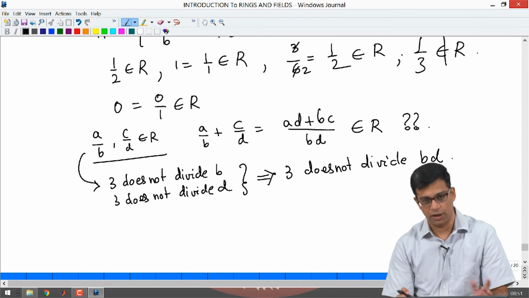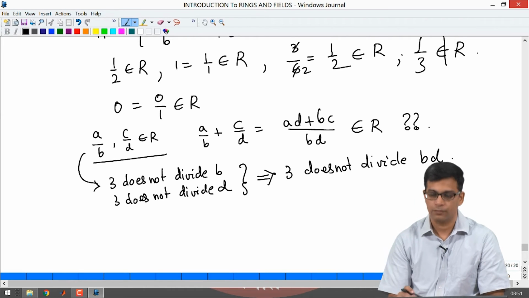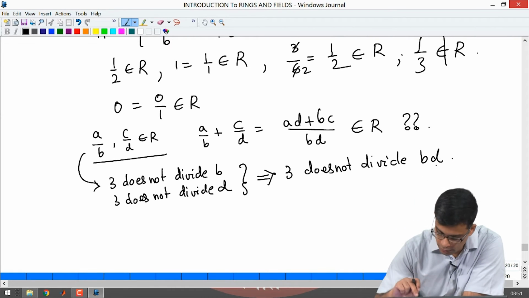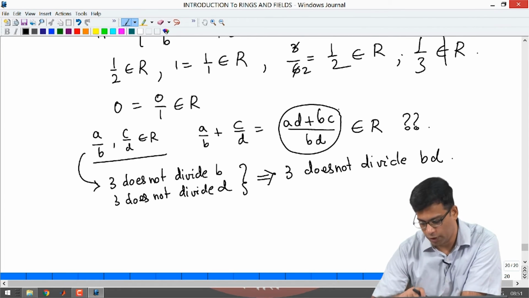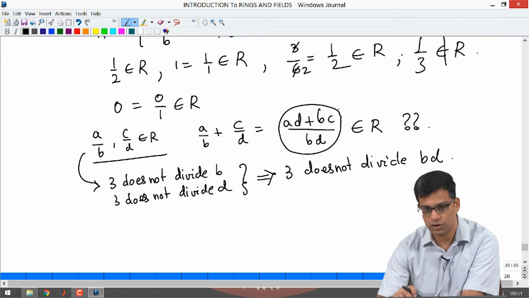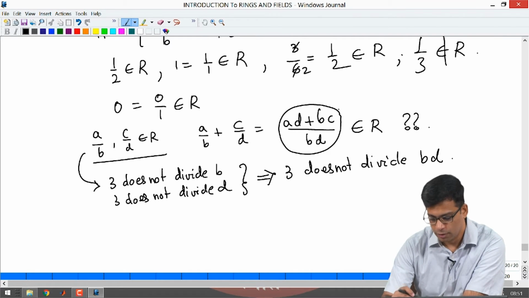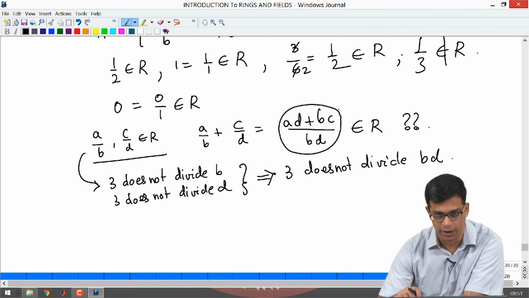If 3 is a prime number, it does not divide B and D, that means 3 does not divide BD also. Now, let us look at the sum. Now, I know that in this form 3 does not divide the denominator, but of course, it is possible that it is not in its simplest form, meaning there might be common factors between AD plus BC and BD, but that does not matter, because if you cancel the common factors, what you will get in the denominator is something which is a divisor of BD.